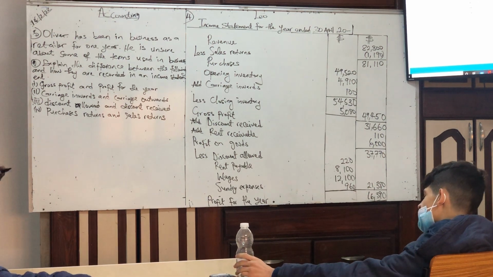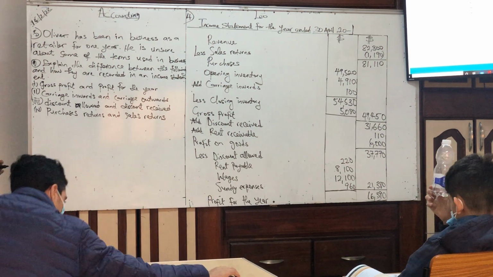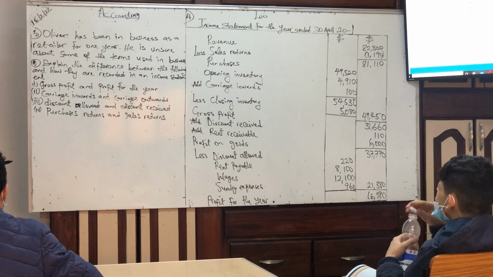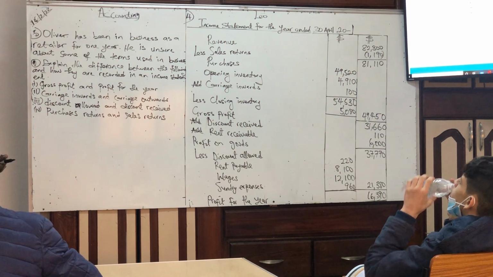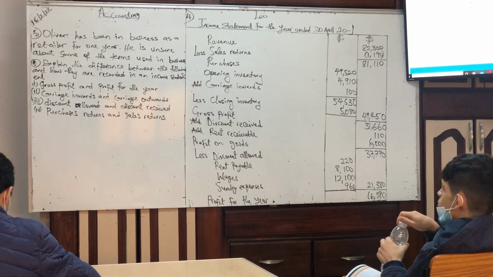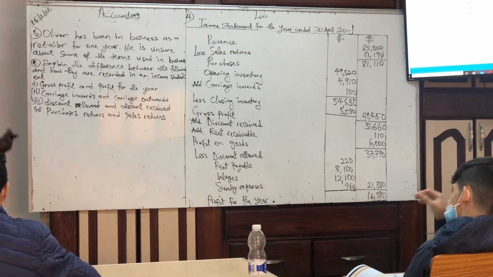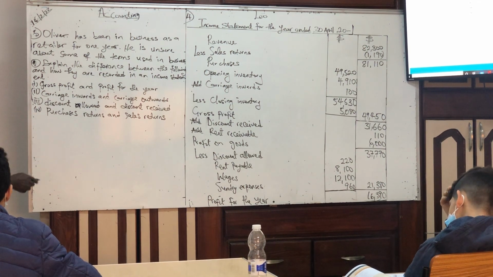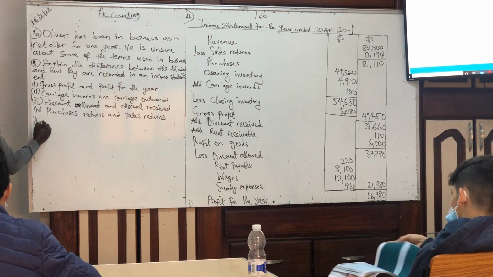Experience as a retailer for 1 year, he is unsure about some of the terms used in business. Explain the difference between the following and how they are recorded in an income statement. So the difference between the gross profit and the profit for the year, that's the first one. So, answer.